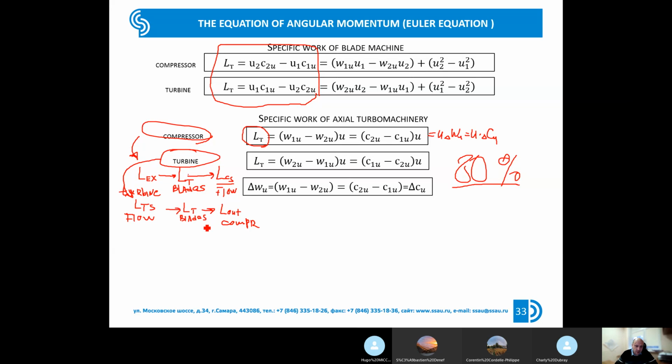But for you, at this moment, the most important idea I want to say is that the Euler equation allows us to calculate the specific work which we extract from the flow by blades, or which is supplied to the flow by blades. So let's look carefully at this equation and find some interesting conclusions.